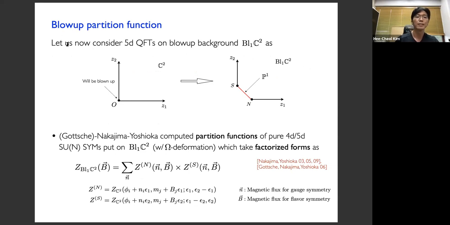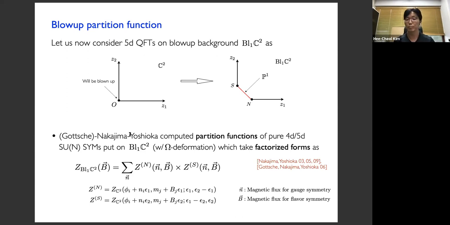Okay. So we'll consider 5D SCFTs on the blowup background. The blowup background is nothing but C2, where the origin of C2 is replaced by a P1, or 2-sphere, like this. So this is called the blowup background. And this blowup geometry is basically the same as the C2 geometry, except the origin, which is now replaced by P1. So why are we interested in this blowup background?